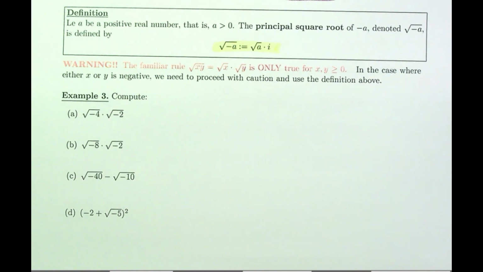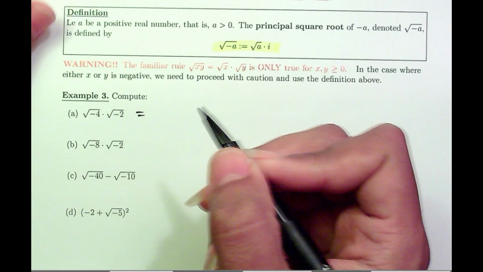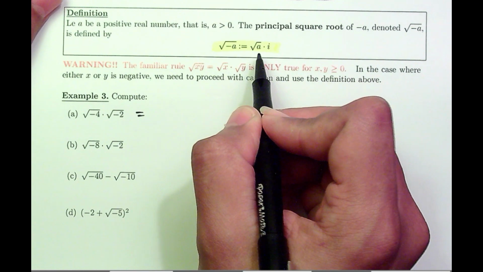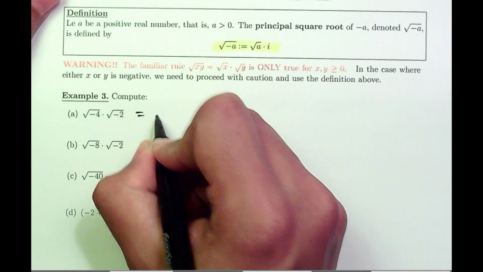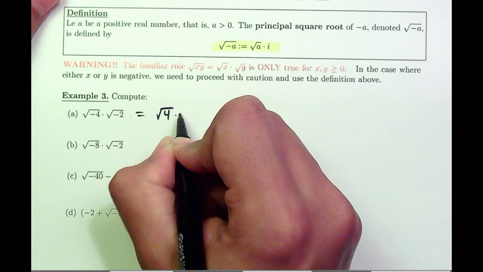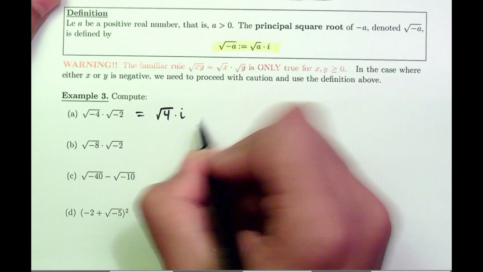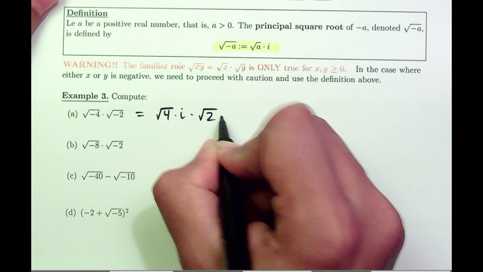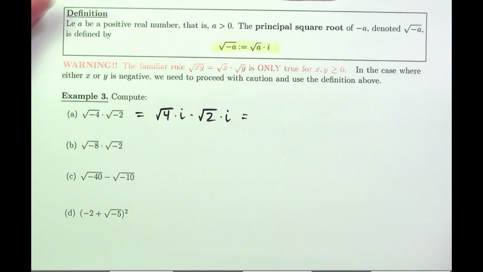What's that? Okay, so the way to do this is you're going to first translate it like this. Square root of negative 4 means square root of 4 times i, and square root of negative 2 means square root of 2 times i. So that would be the first step. You pass through the definition and convert it in terms of i.